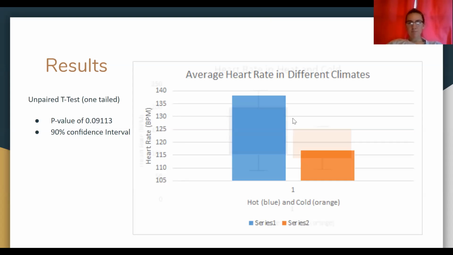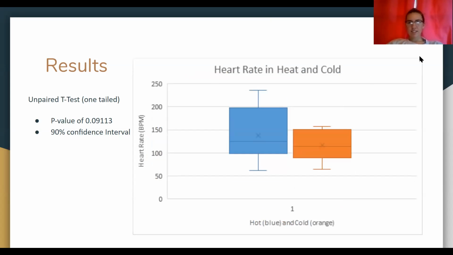And then I thought this box and whisker plot was really nice to look at, like the ranges that they came from. So here's most of the data, and it went all the way out to the outliers here, so you can see most of the data for the cold is lower than the stuff for the heat. It's significantly lower in here. So yeah.